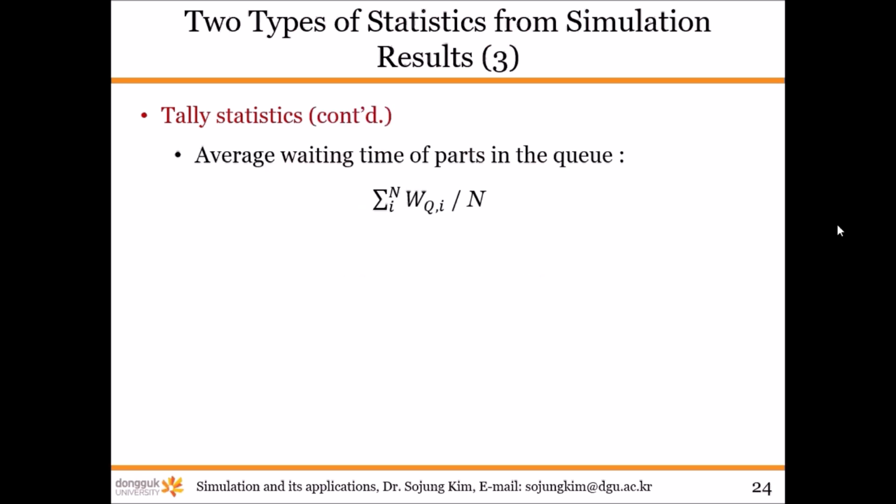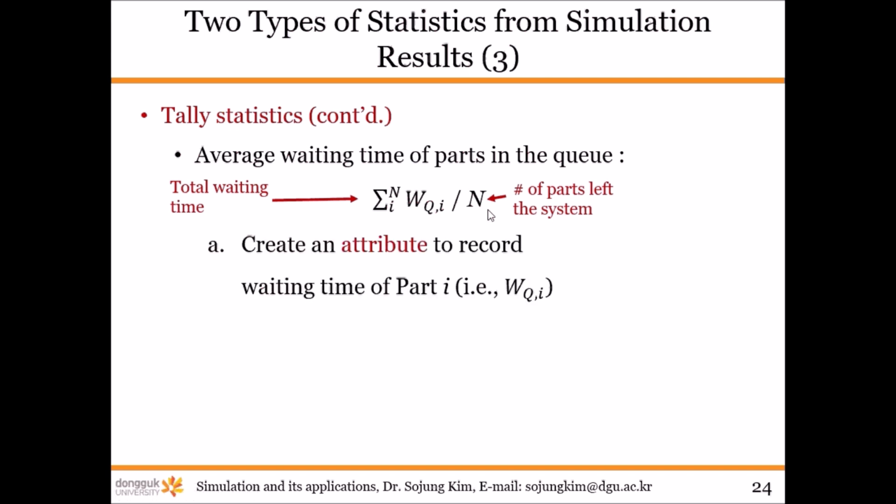Here is one example of tally statistics, which calculates the average waiting time of a part in the queue. As I mentioned before, tally statistics are associated with the performance of entities. So once you have calculated the waiting time of all the parts, starting from i equals 1 to N, you need to divide the total waiting time by the number of entities, which is N. So that you can calculate the average waiting time of a part in the queue.